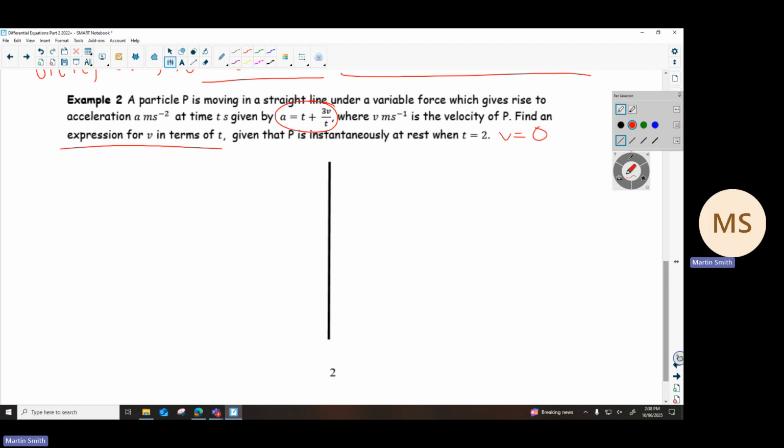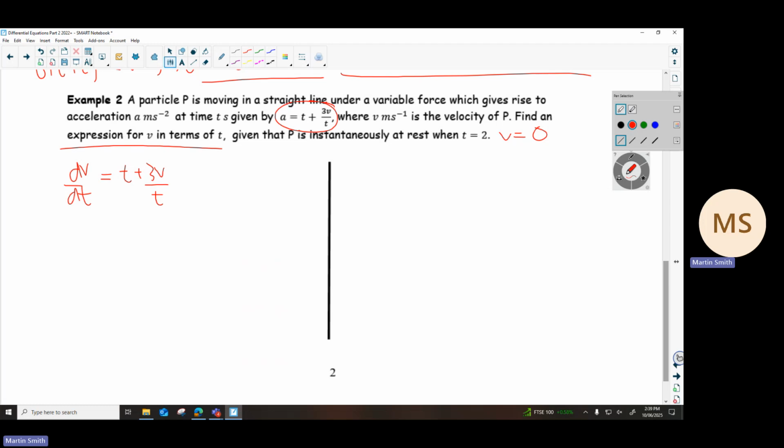So when t is 2, the velocity is 0. So what I'm going to do is, first of all, turn this into a differential equation, and then we'll think about how to go solving this. So the acceleration is the rate of change of velocity. So this means that dv by dt is equal to t plus 3v over t. There's my differential equation linking v and t.